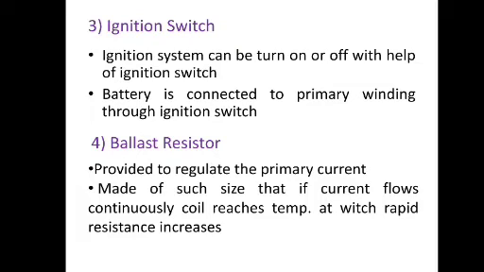The coil is made of wire of such size that if the primary current flows continuously, the ballast coil reaches a temperature above that where a rapid increase in resistance occurs. This additional resistance in the primary circuit holds the primary current down to a safe value.